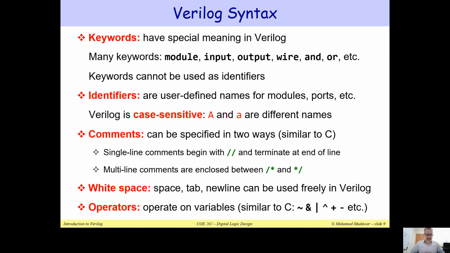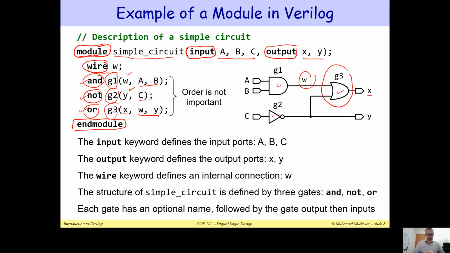On the other hand, we have identifiers. These are user-defined names. You can define your own name for a module. You can define names for the input ports, for the output ports. You can define names for gates, for wires, and so on. As we have seen in the previous slide, simple circuit is an identifier. A, B, C, these are identifiers: names of inputs, names of outputs, the name of a wire, names of gates, and so on. So these are called identifiers.